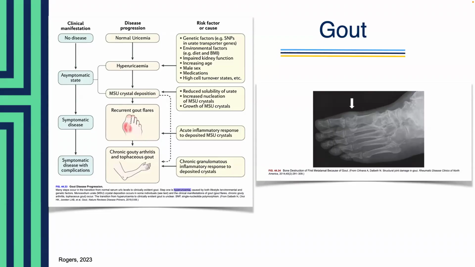In the last stage of progression, we have chronic gouty arthritis. This is persistent inflammation and joint damage from the tophi, and this leads to chronic pain and even disability if left untreated.